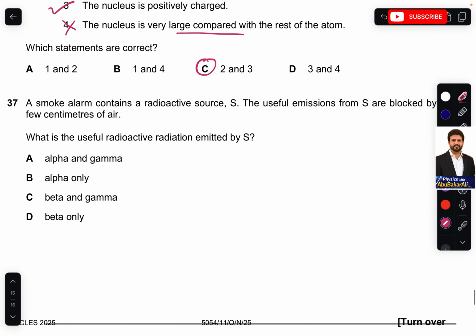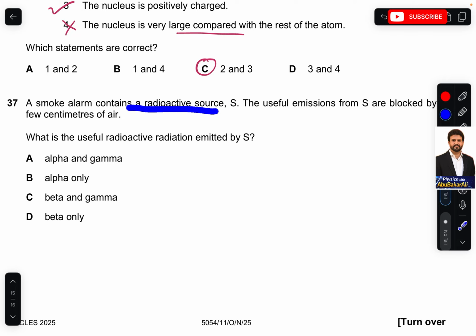Question 37. A smoke alarm contains a radioactive source S. The useful emissions from S are blocked by a few centimeters of air. What is the useful radioactive radiation emitted by S? It's very easy. First, you need to know that for smoke detection we use alpha. Secondly, alpha has very little penetrating ability. So by all means, this is alpha, option B.